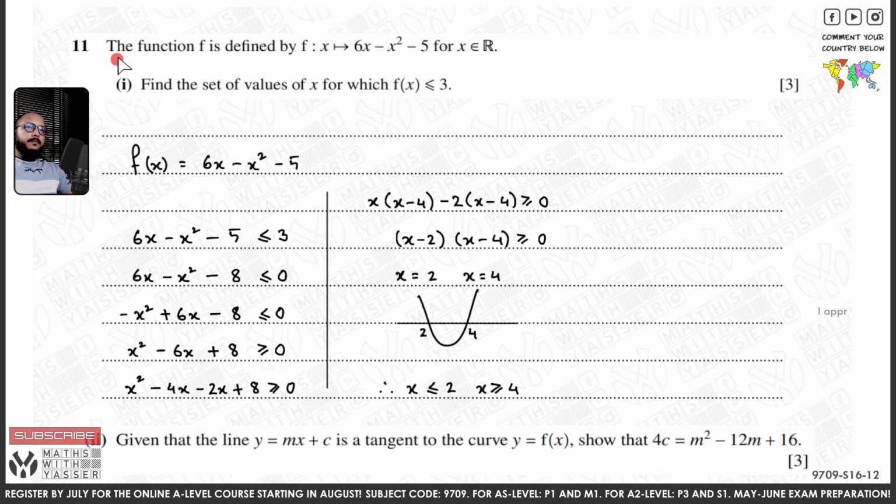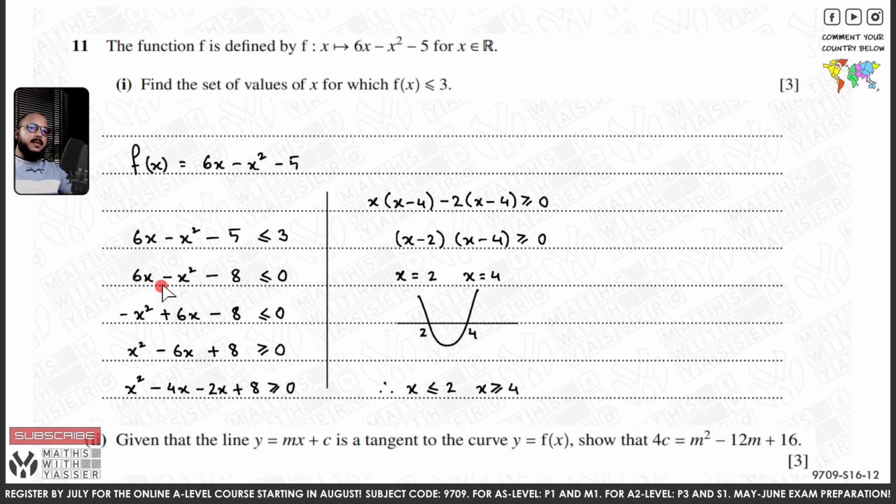Question number 11. The function is defined by f(x) equals 6x minus x squared minus 5 for x an element of all real values. Find the set of values of x for which f(x) is less than or equal to 3. So this was the equation. Now this is less than or equal to 3.